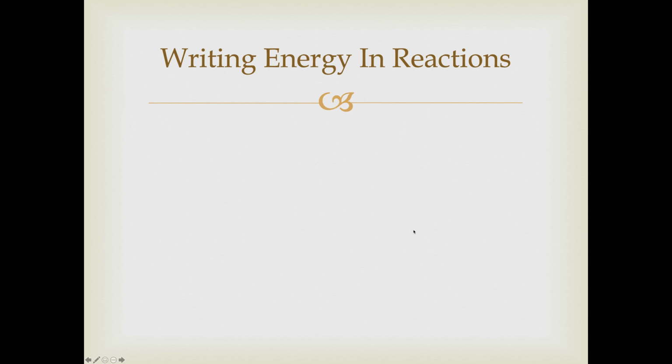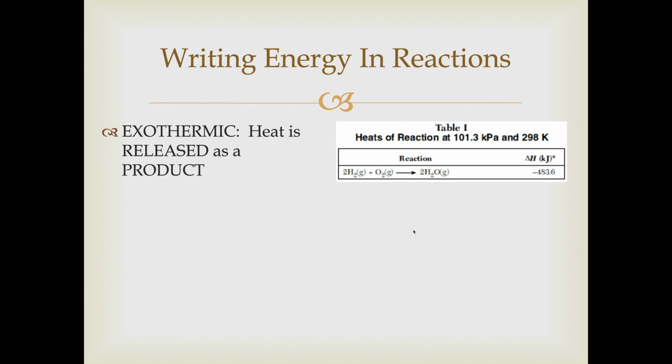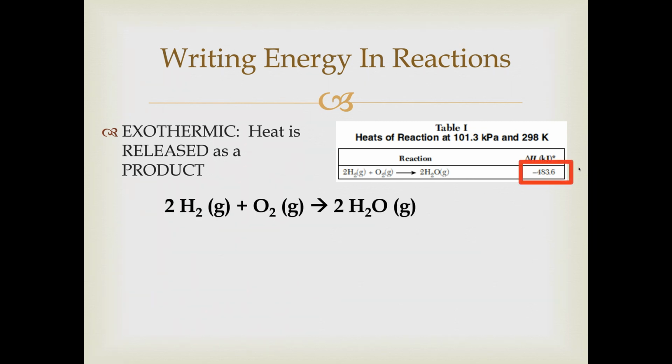Okay. So how do we write this energy in reactions? Well, when you have an exothermic change, the heat is released as a product. And so for this reaction here, which has a negative delta H, if you want to put that energy into the reaction, you just simply write it as a product.